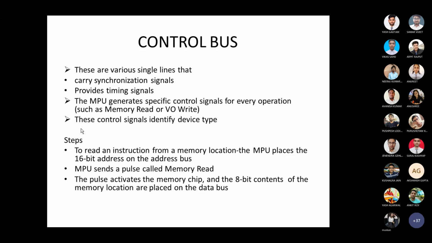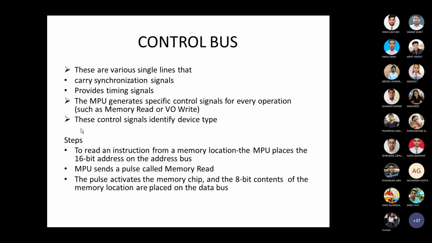Okay. So only a single line will be activated at once for a particular operation. Suppose memory read has only one line activated, memory write will have only one line activated. So this is single line activation in the control bus. It can carry the synchronization signals for different clocks and different operations. It can provide the timing signals also.